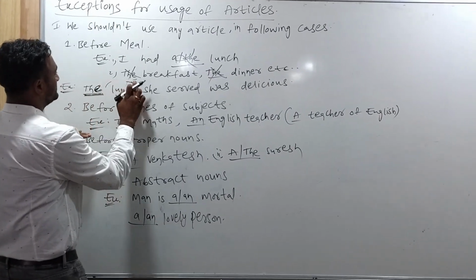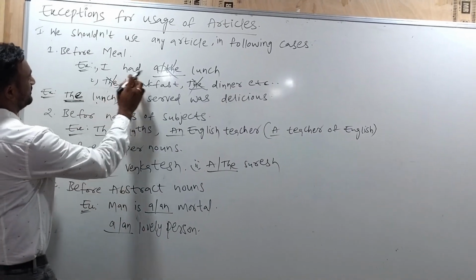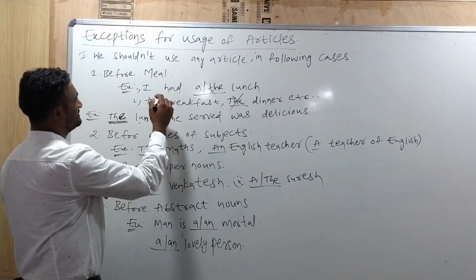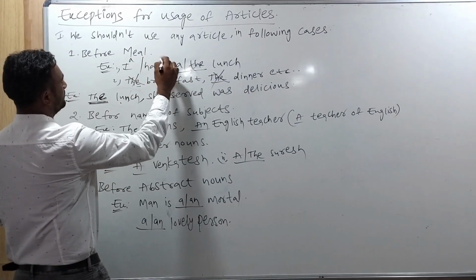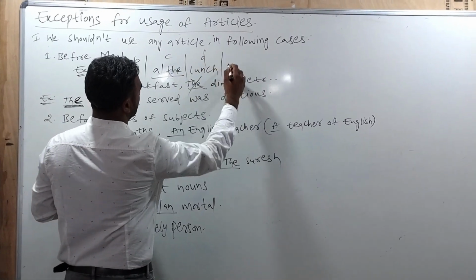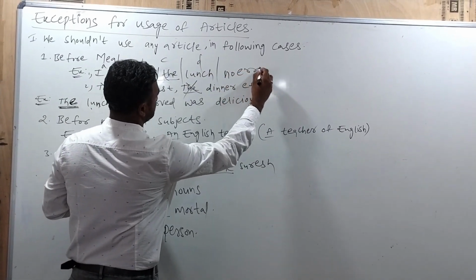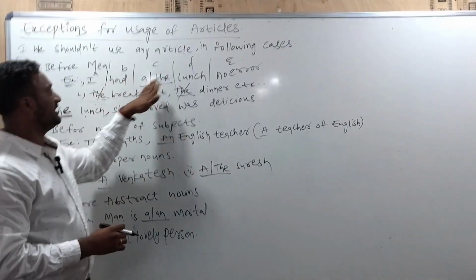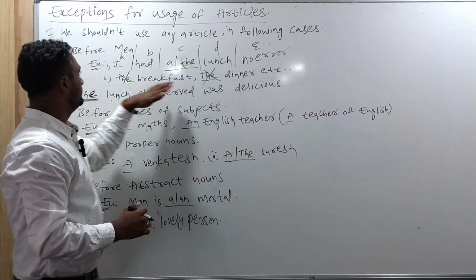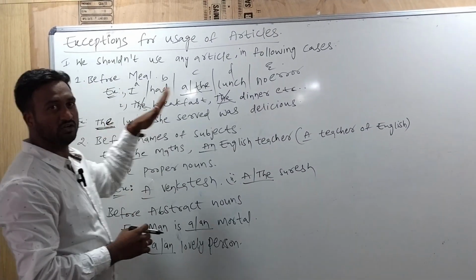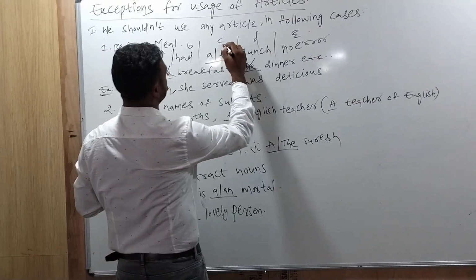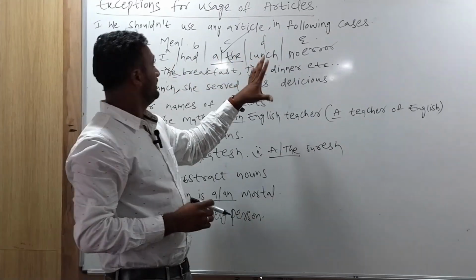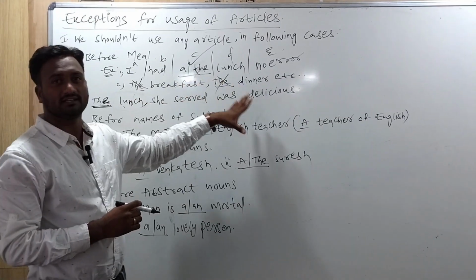In the examination, the question will basically be asked in this way. For example, the examiner will split the sentence into 3 or 4 parts: A, B, C, D, and E, no error. This is the way the examiner is going to question you. He asks you to identify which part of the sentence has an error. If you know this rule, before meals we should not use any article, you can easily say that the answer is in part C. Understood? This is the way of questioning in the exceptions where we should not use articles.